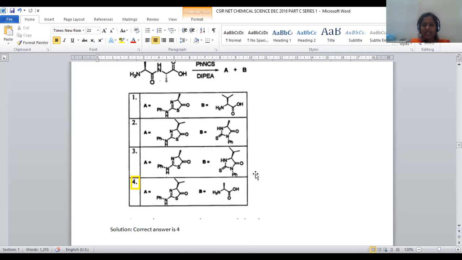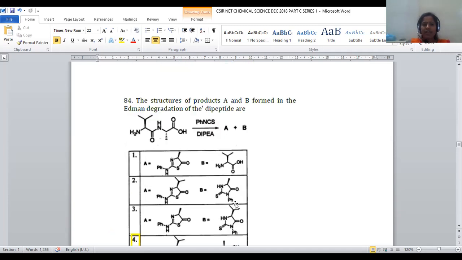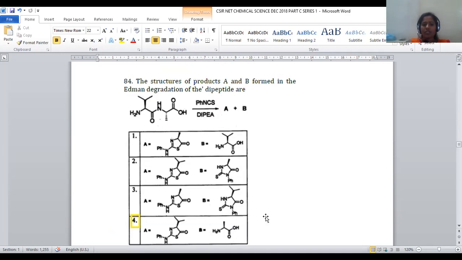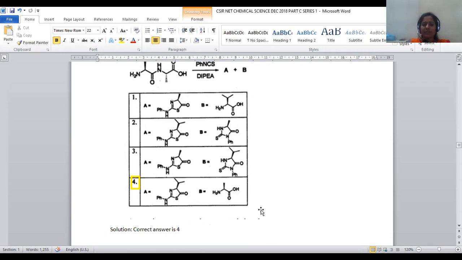So wherever alanine is there, that will be the final product. Very simple. So within 1 minute, we can predict what is the product. So among all the given options, only alanine is obtained in option number 4. That's the reason why for question number 84, option number 4 will be the right answer.